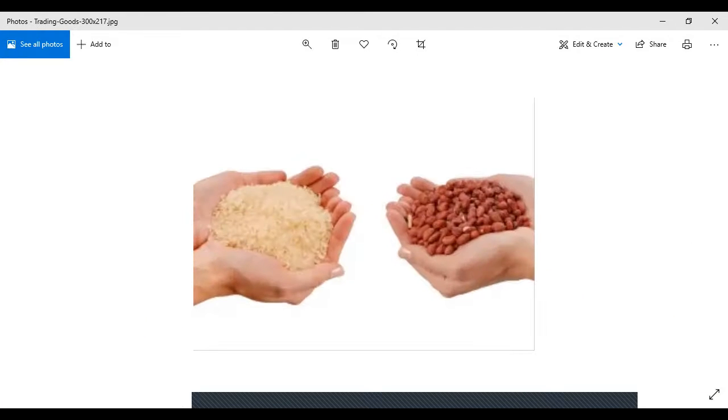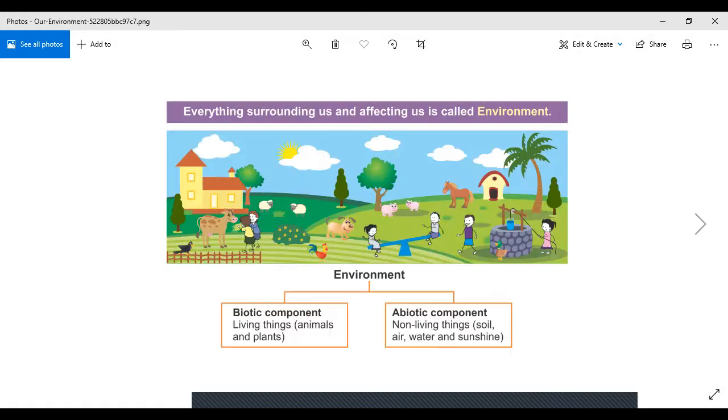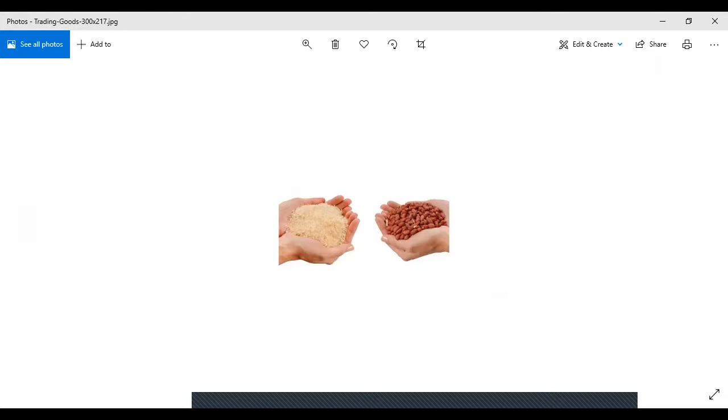Let's look at this picture as well. One person is giving a handful of rice to the other person and getting a handful of beans from him, right? This is another good example of barter system, and this is how we exchange things.